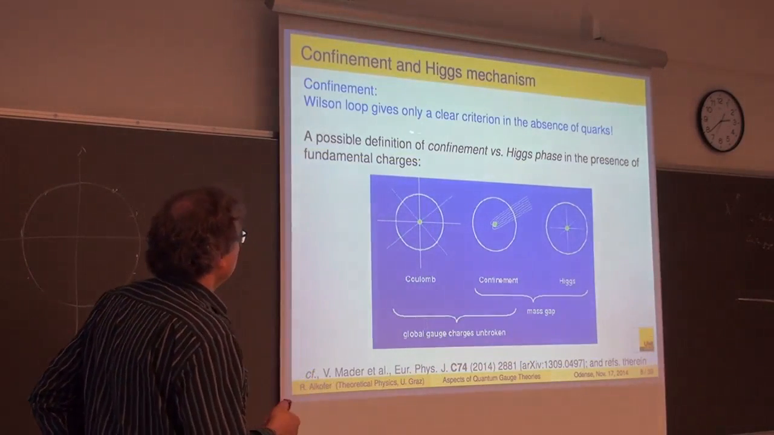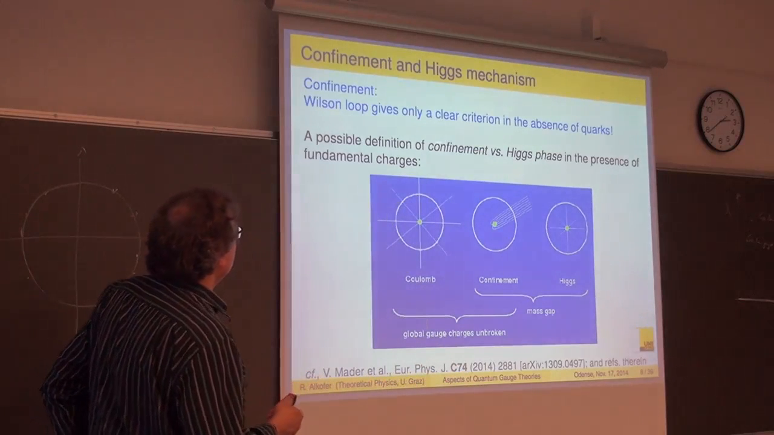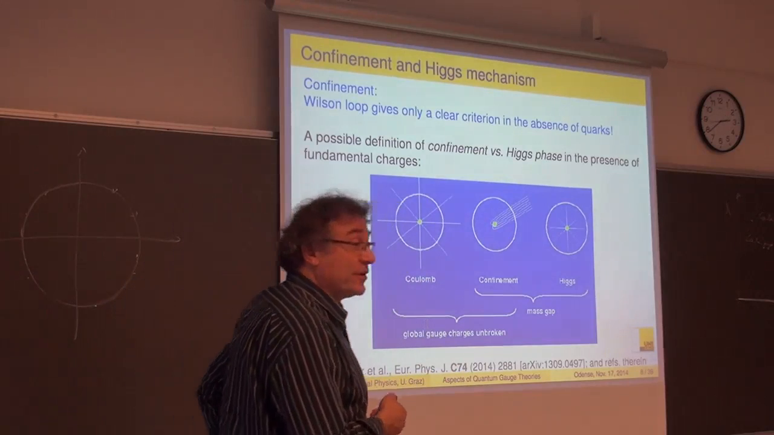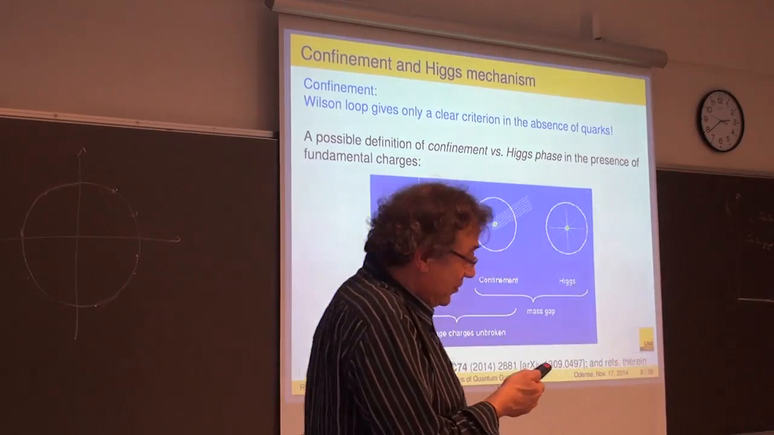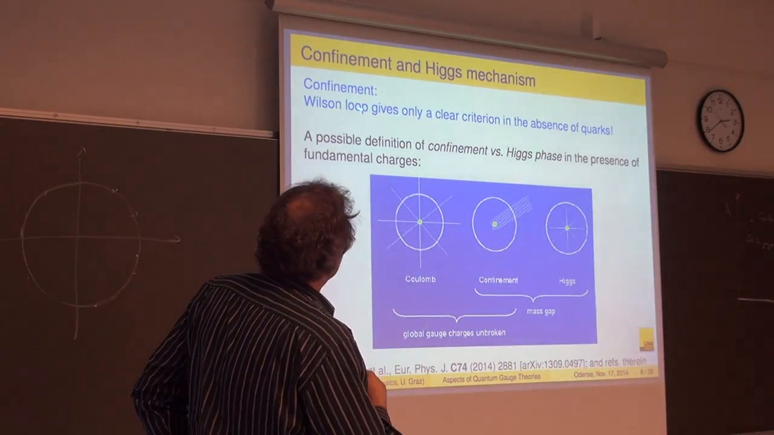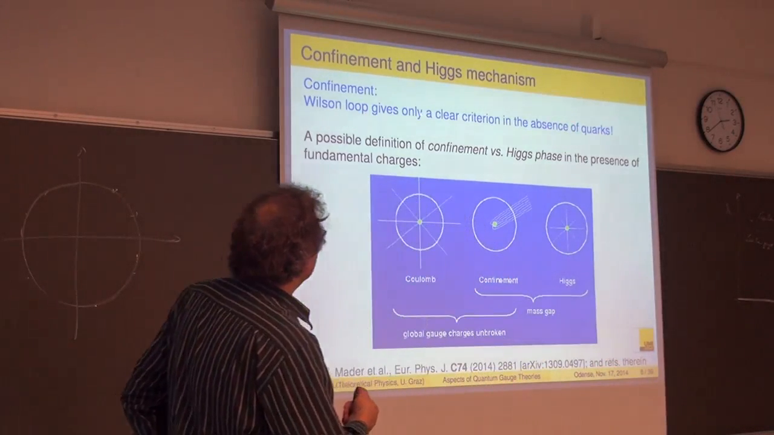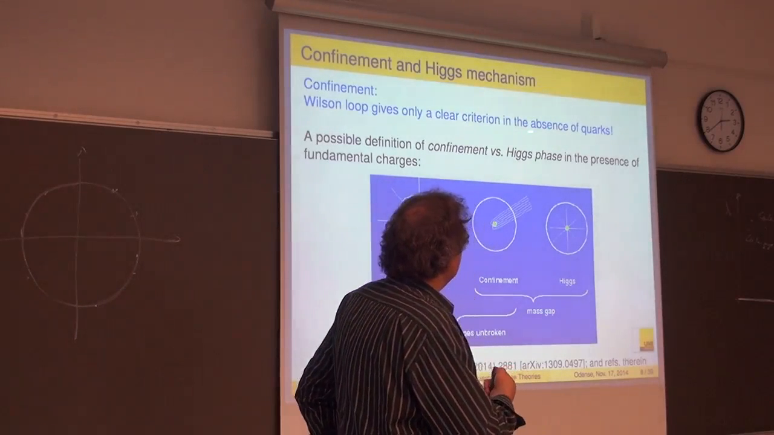Confinement. If you do a lattice calculation, you would say, clear, calculate the Wilson loop. And if the Wilson loop shows an area law, then I have confinement. However, if you have dynamical quarks, you never have a strict area law for the Wilson loop. Especially if the quarks become very light, you might even have a hard time identifying a rising part of the potential.